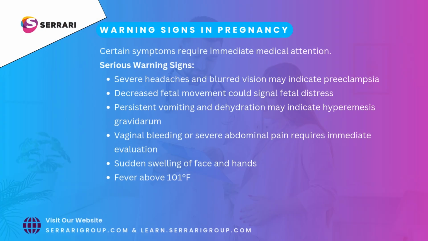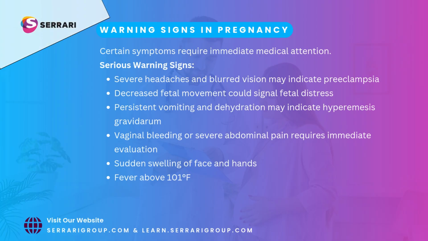Warning signs in pregnancy. Certain symptoms require immediate medical attention. Serious warning signs. Severe headaches and blurred vision may indicate preeclampsia. Decreased fetal movement could signal fetal distress. Persistent vomiting and dehydration may indicate hyperemesis gravidarum. Vaginal bleeding or severe abdominal pain requires immediate evaluation. Sudden swelling of face and hands. Fever above 101 degrees Fahrenheit.